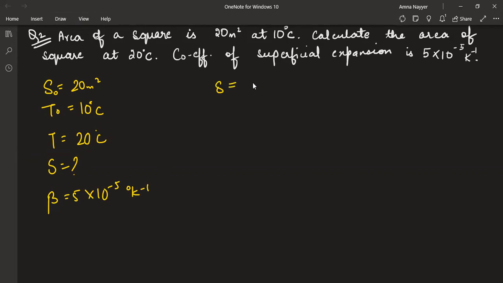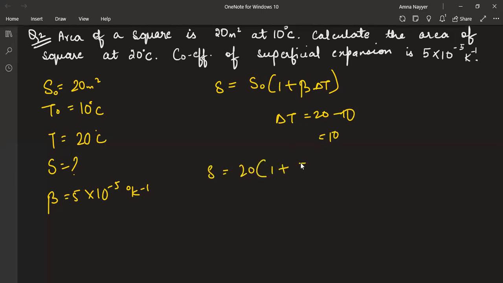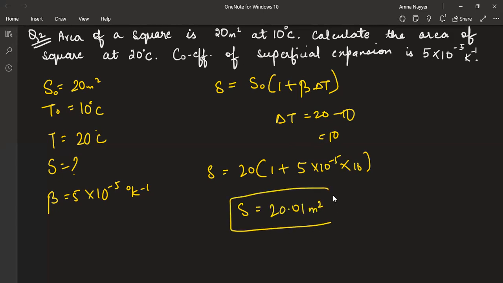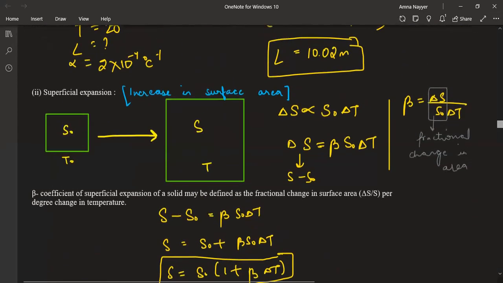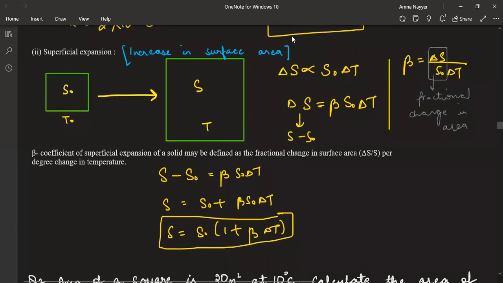So surface area that we have to find will be the original into 1 plus beta delta T. Look here, delta T will be equal to 20 minus 10, that is 10. So surface area will be 20 into 1 plus 5 into 10 to the power minus 5 into 10. So your answer will come out to be approximately 20.01 meter square. This is how we use it. Note it down. Then lastly, we'll deal with cubical expansion, then I'll stop. So superficial expansion is increase in surface area.